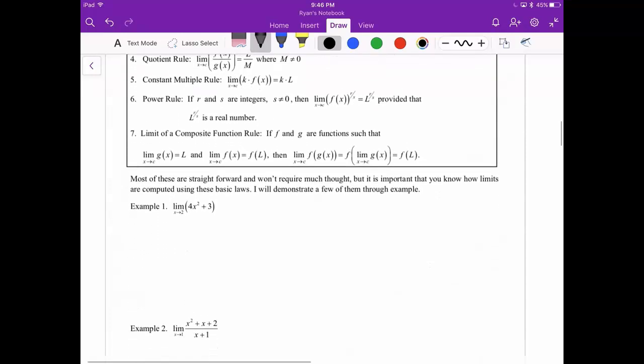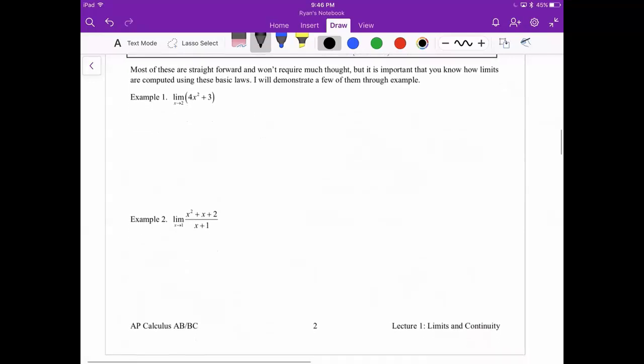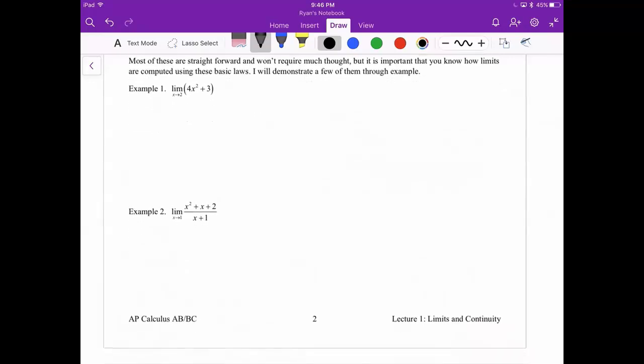Okay, so most of these are straightforward. They're not going to require a lot of thought, but it is important that you know that these limit laws, as they're called, exist, and that they're working behind the scenes whenever we want to find a limit. Okay, so we're going to start with example 1 and example 2 here, and we're going to just basically work some very straightforward limit problems.